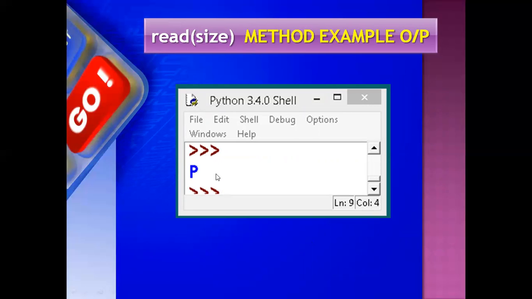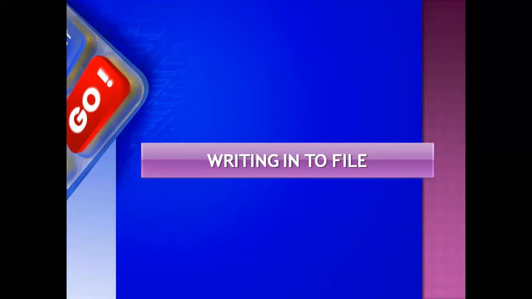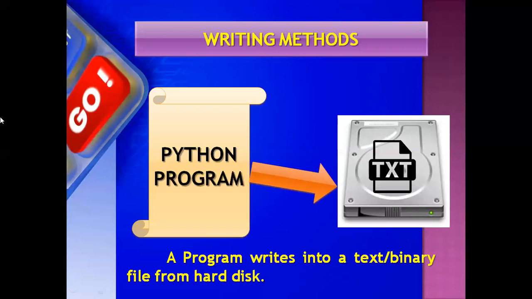Now, writing in a file. Previously we have discussed reading from a file, that is, the existing file can be read. Now writing a file. How to write in a file? See, that is the same method here. Python program to hard disk. This is a program we are storing in a hard disk.